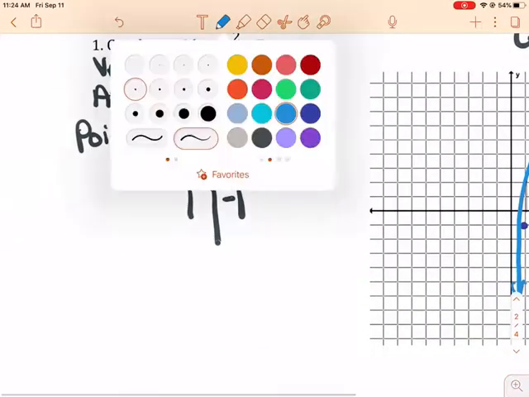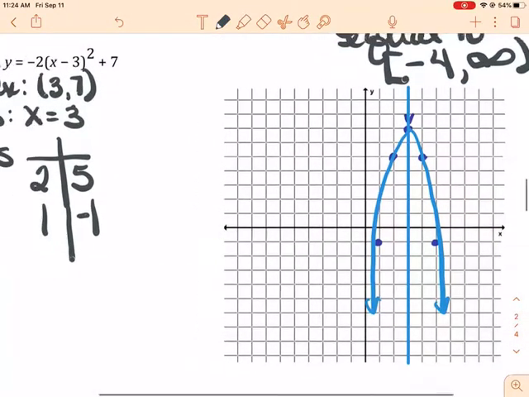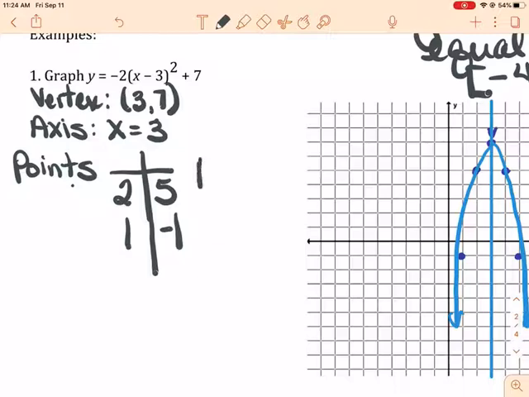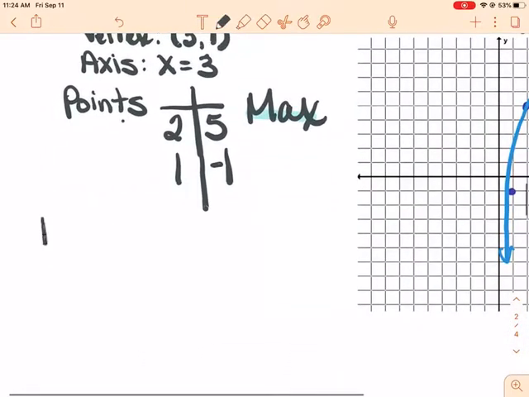Best graph. Now again, is this a max or a min? Well, it's the highest point, so that makes it a max. Okay. And again, it should be the same as this guy. All right. So negative means upside down, reflection over the x-axis, which means it's a max. All right. So let's talk about domain.